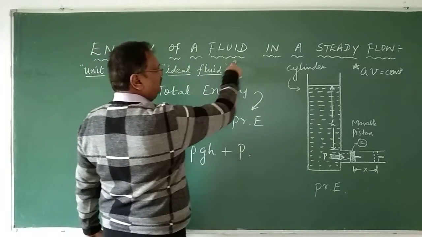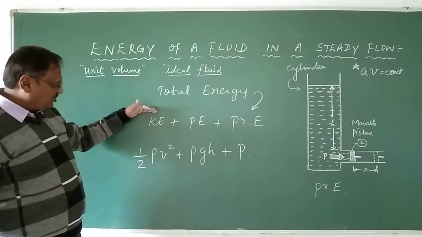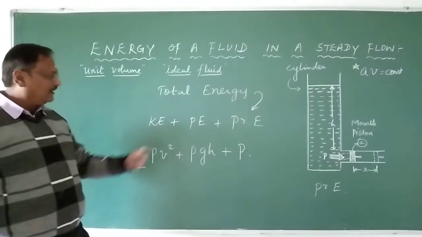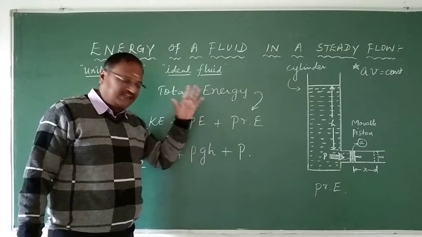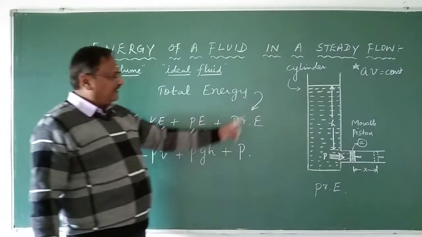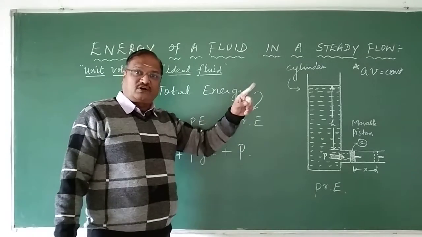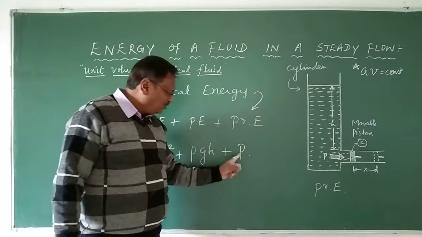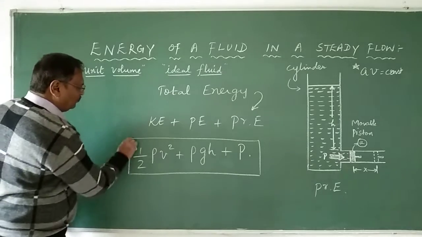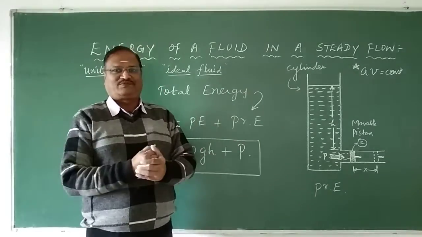So the total energy of the fluid in a steady flow consists of three energies. Kinetic energy, half mv square; I substituted per unit volume and got density. Potential energy, mgh, again per unit volume, and it became rho. Pressure energy: I calculated force multiplied by distance and got PV, and PV upon V gives P. And this total energy of the liquid flowing in a uniform or varying cross-sectional tube is a constant.